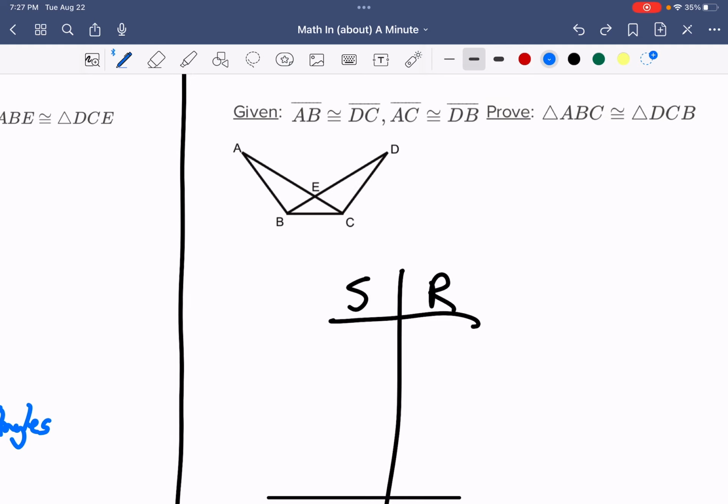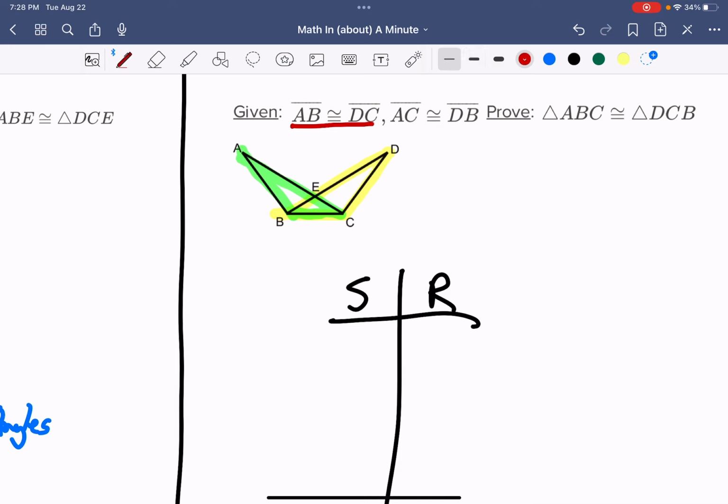And let's go to the highlighter again. I like that. So we're trying to prove that triangle ABC is congruent to triangle DCB. All right. So those are a slightly different thing. Given some information. So step one, I'm going to use that information that's been given to me. AB is congruent to DC.